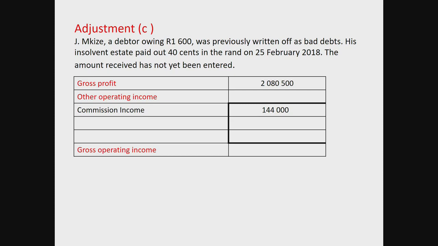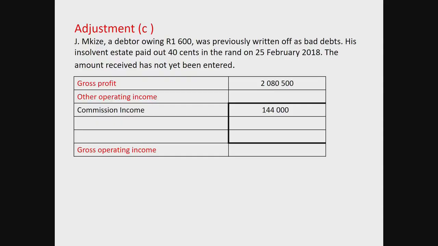It says a debtor that owed 1,600 was previously written off as bad debts. His insolvent estate paid out 40 cents in the rand on the 25th of February 2018. That means it's a debtor that was written off previously as bad and now he has come back to pay. So that item we call bad debts recovered. In your item column, it will be bad debts recovered, and the section is the operating section.